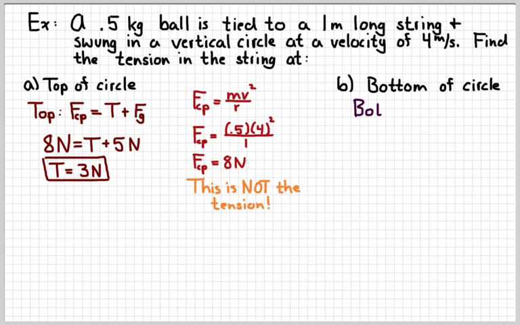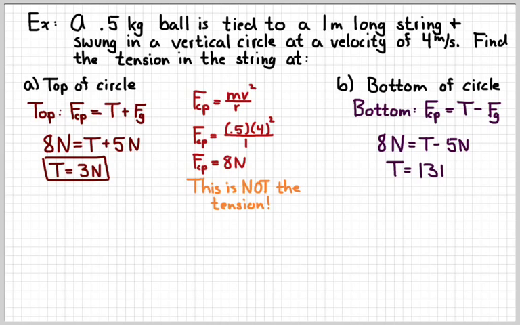At the bottom of the circle, that plus sign becomes a minus sign. And so the 8 newtons that we got from mv squared over r is equal to T minus 5 newtons. So at the bottom of the circle, the tension has to be 13 newtons.